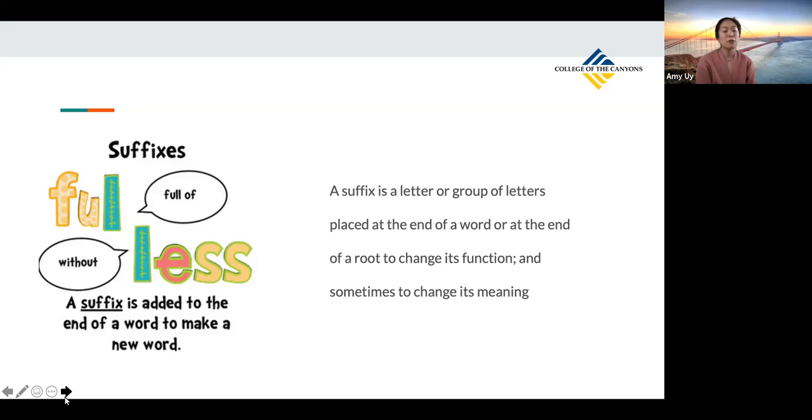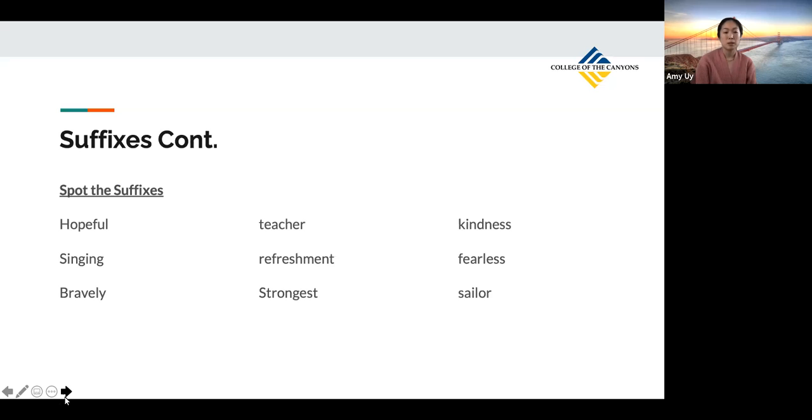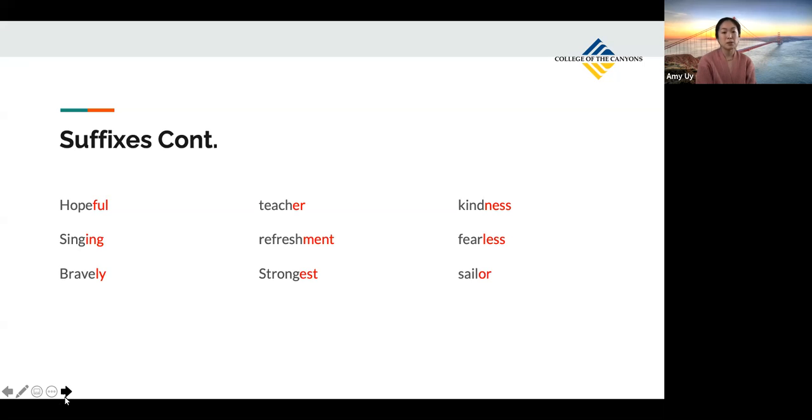Let's look at two examples on the left-hand side. We have ful, F-U-L, which means full of, and less, L-E-S-S, which means without. Can you spot the suffixes in these words? Here are the answers. They are highlighted in red font for you.